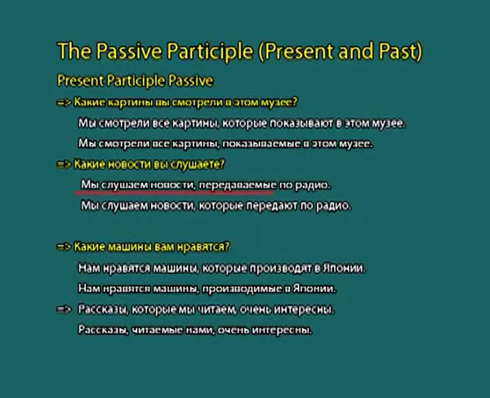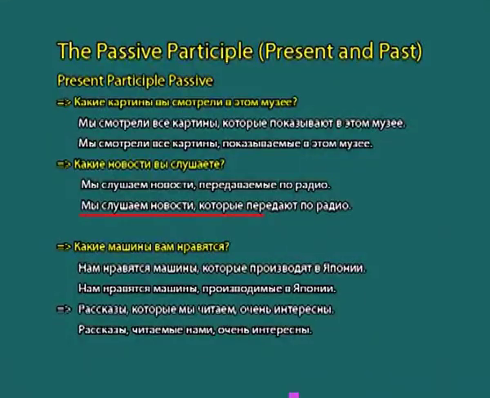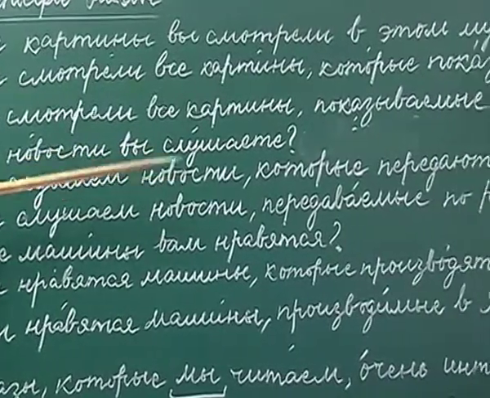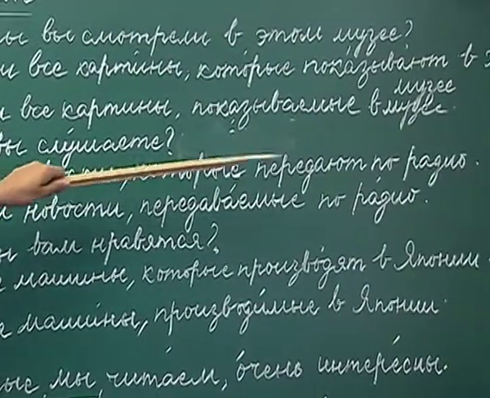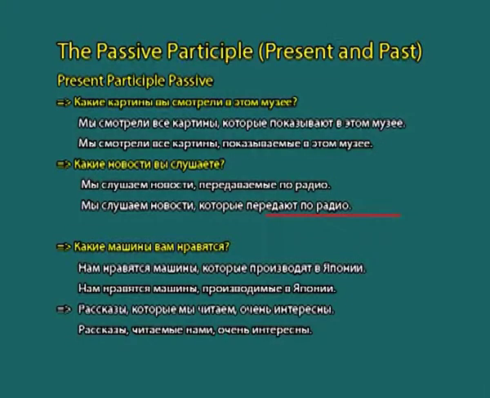Now, the second question we have is kakiye novasti vislushaiche. So, which news are you listening to? Mislushaim novasti katorye piridayut parajyu. We are listening to the news which are being broadcast on radio. This comes from piridavach. Piridavach is to telecast or broadcast.